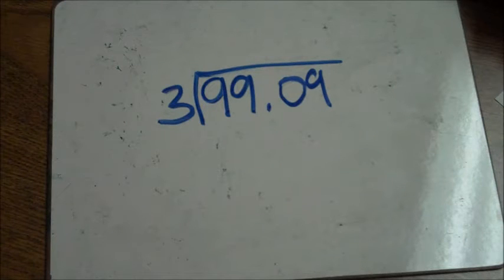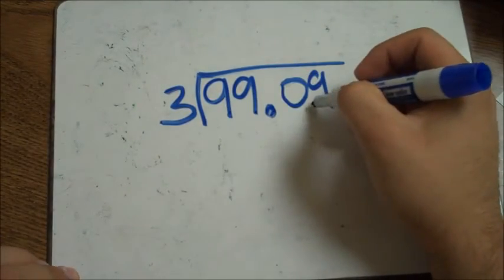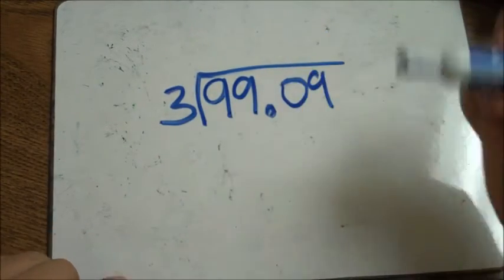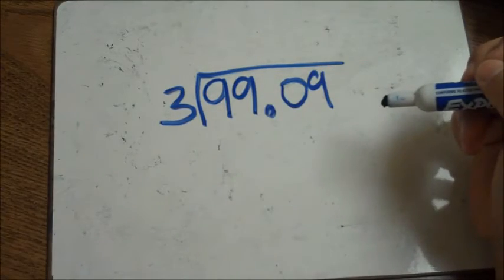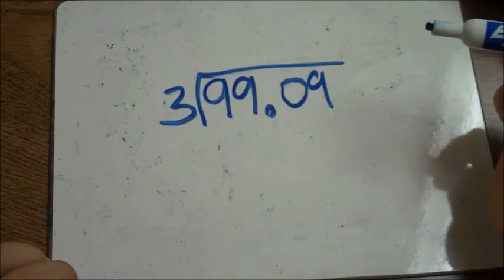Here's our first problem for our guided practice section. So again, work alongside with me and we're going to work through this problem. The first thing that I want you to realize is that we do have a decimal in our dividend. So remember, dividend, divisor, quotient. We have a decimal in our dividend. So that means that my answer is also going to have a decimal.